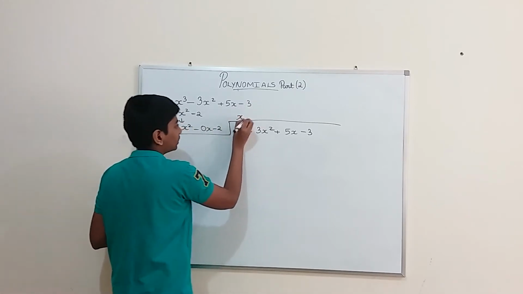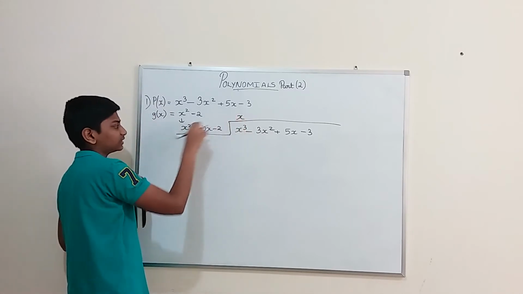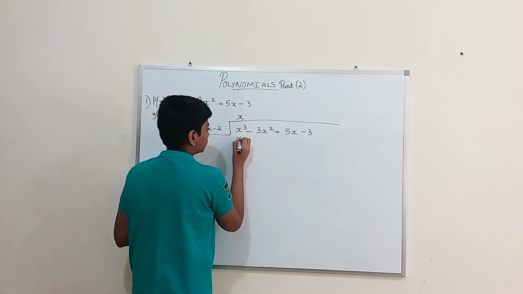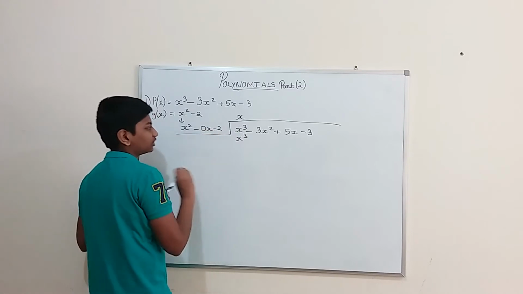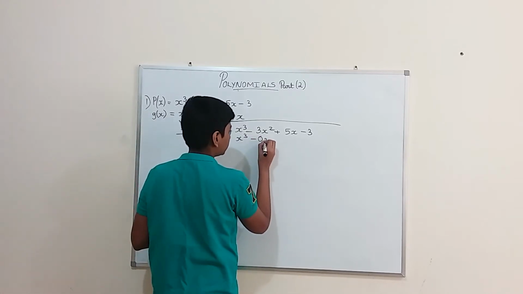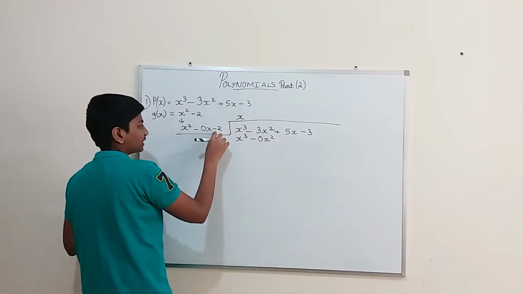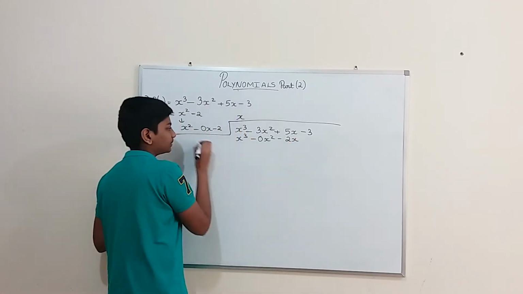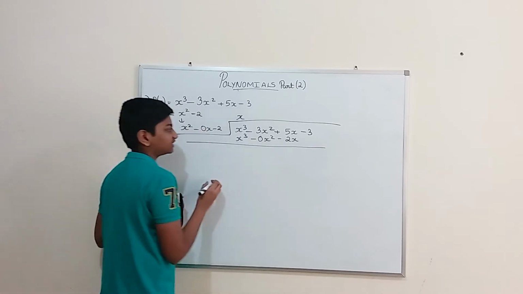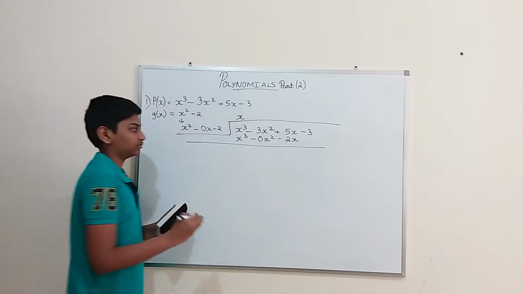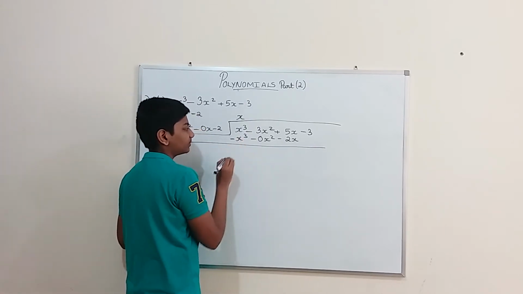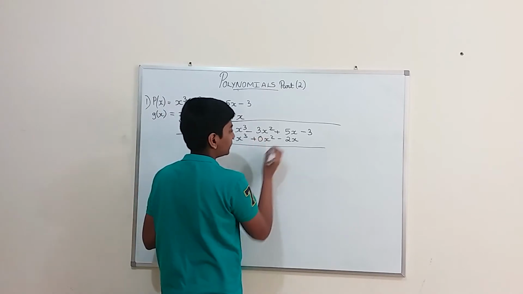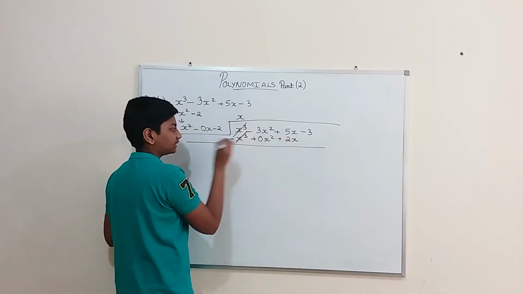So x into x square gives you x cube, x into minus 0x gives you 0x square, and x into minus 2 will give you minus 2x. Now we need to change these symbols because we are eliminating them. So this will become minus, this minus will become plus, and this will also go. So we will cancel these both.